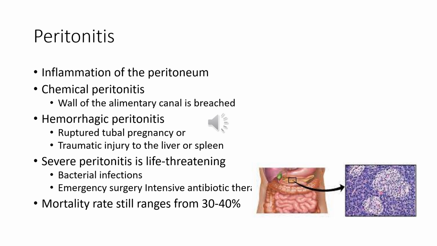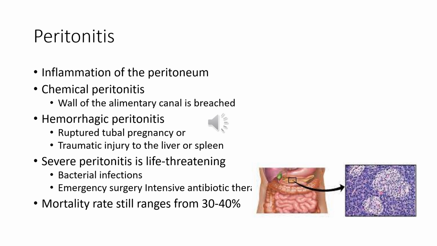Okay, so our disease of the gastrointestinal tract starts here, peritonitis. It is actually inflammation of the peritoneum, which we went over, and it is called peritonitis for that reason. Chemical peritonitis can develop anytime the wall of the alimentary canal is breached, which allows the contents of the lumen entry into the peritoneal cavity. For example, when an ulcer perforates the stomach wall, gastric juices spill into the peritoneal cavity.